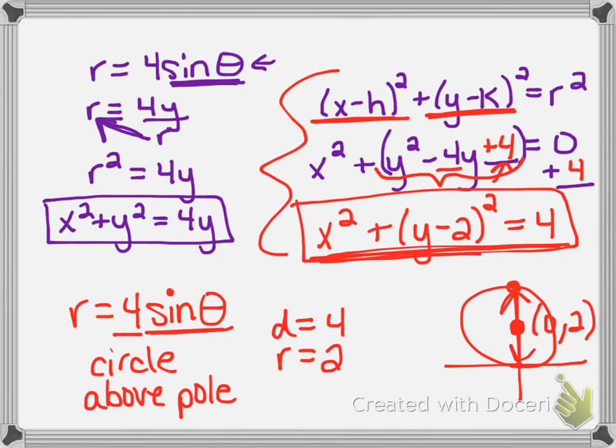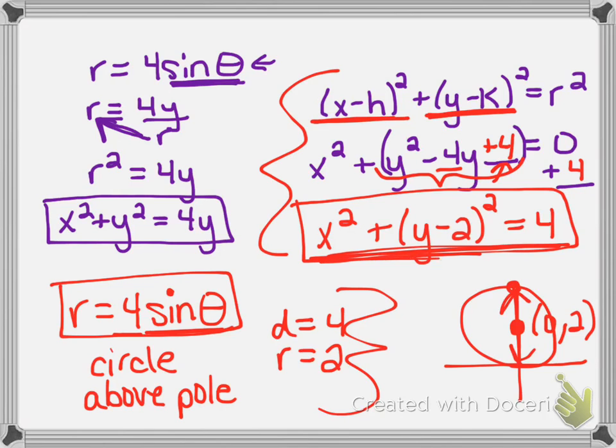So if you can look at this polar form right here and identify all these characteristics, you can write this graphing form right here without the algebra. You just write it from scratch because you know the center and the radius of that circle.